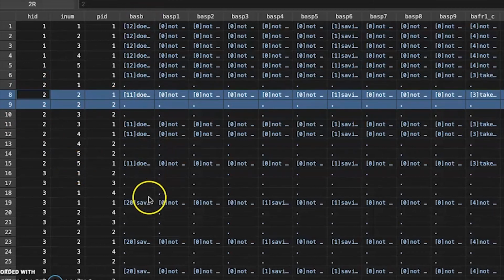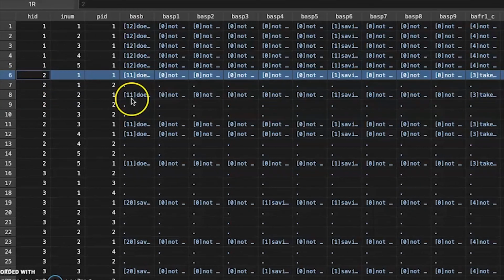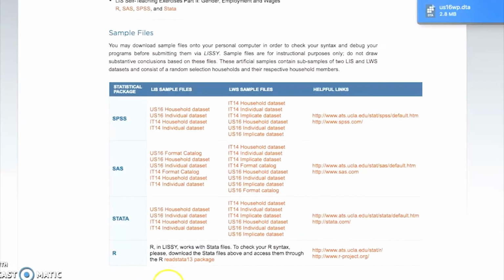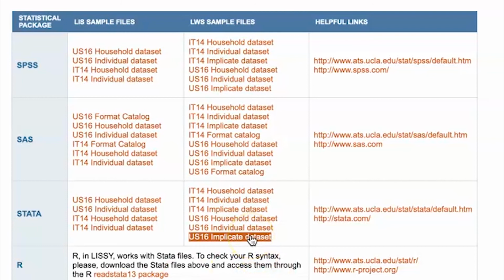Here, BASP is the variable which indicates if a person saves or not. If we look at this variable, it's only available for the head of the household, which is numbered with the PID variable equal to 1. Now let's take a look at the replicate weights dataset, again from United States 2016. We download this and we open it in Stata.